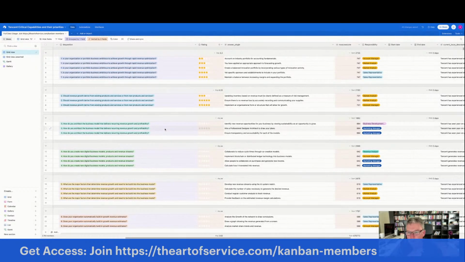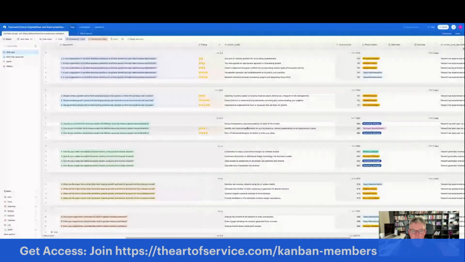Question number 3, how do you architect a business model that delivers recurring revenue growth and profitability? Identify new revenue opportunities for your business by viewing sustainability as an opportunity to grow. Oh, that's interesting. We have started looking at sustainability, maybe that's Tencent, but Tencent's actually doing this. And if I want to follow that strategy, let's have a look at that. Hire a professional designer architect to draw your plans. Yeah, of course, that's pretty straightforward. We've got professional designer architects.